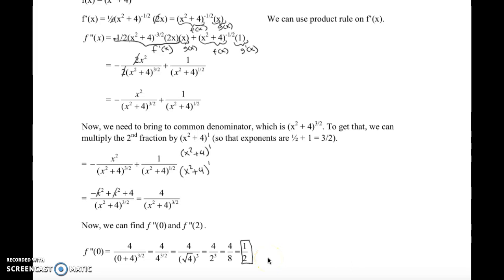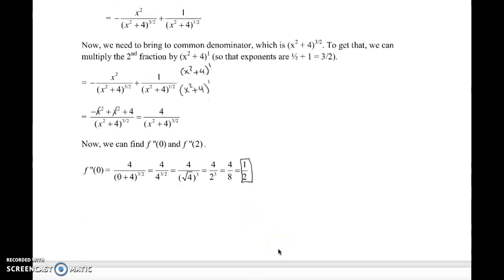If you have forgotten how to rationalize the denominator, you may want to look that up and practice that a little bit, because that's going to happen quite a bit when you end up with these fractional exponents, so you can get a simplified answer. All right, so our acceleration is increasing just slightly, at 1/2 at 0.